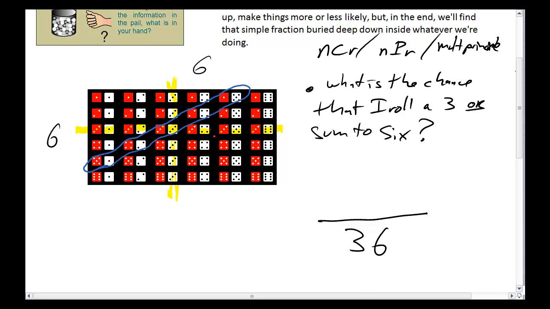Well, I'm trying to find out the chance that I roll a 3 or that they sum to 6. So there's 1, 2, 3, 4, 5, 6, 7, 8, 9, 10, 11. There's 11 ways I can get 3. And there's 1, 2, 3, 4, 5. There's 5 ways that I can get a sum of 6.